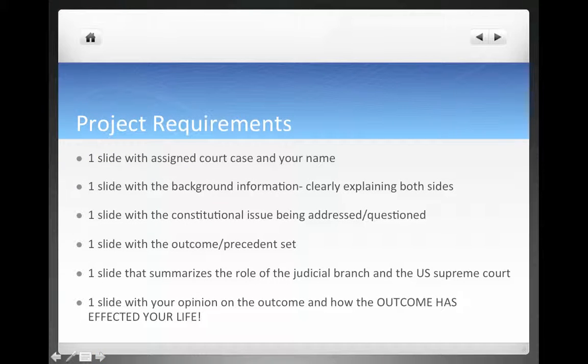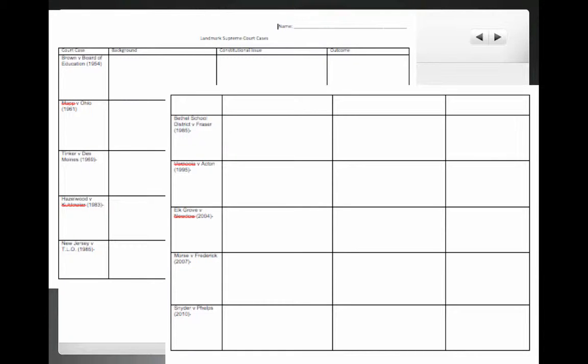Alrighty. So, project requirements. One slide with your assigned court case. I kind of just went through that, but I'll do it again. One slide with background information. One slide with the constitutional issue being addressed or questioned. One slide with the outcome and the precedent. One slide that summarizes the role of the judicial branch and the U.S. Supreme Court. And then one slide with your opinion on the outcome and how that outcome has affected your life. All of these have impacted your life. I picked specific ones to assign to each of you that hopefully would click with you and help you realize that it has impacted your life.